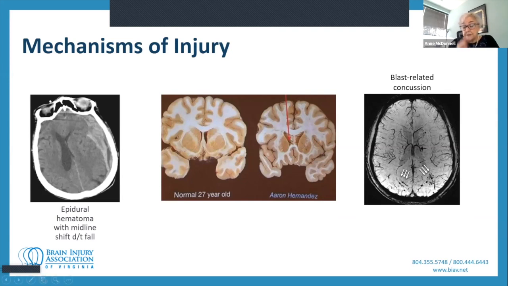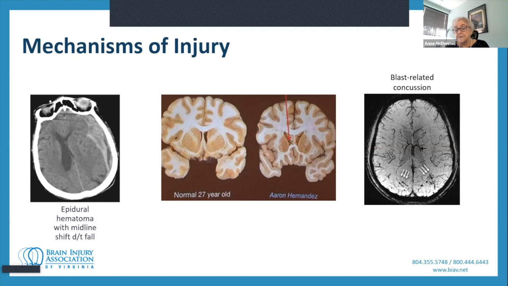In the picture in the middle, you can see the difference between the brain of a normal 27-year-old and the brain of Aaron Hernandez. Aaron Hernandez killed himself in jail as a result of a murder charge after he played football. It's sort of like the trifecta of brain injury. He became involved with the criminal justice system. He exhibited impulsive behavior, and obviously he was depressed. But look at the difference in those two brains, the difference in the amount of white matter and dark matter, and how those structures look completely different.